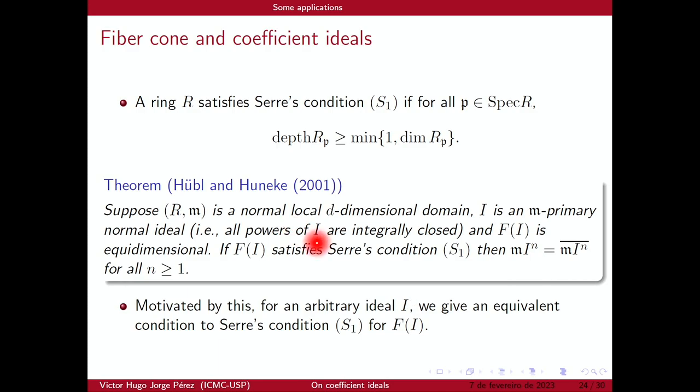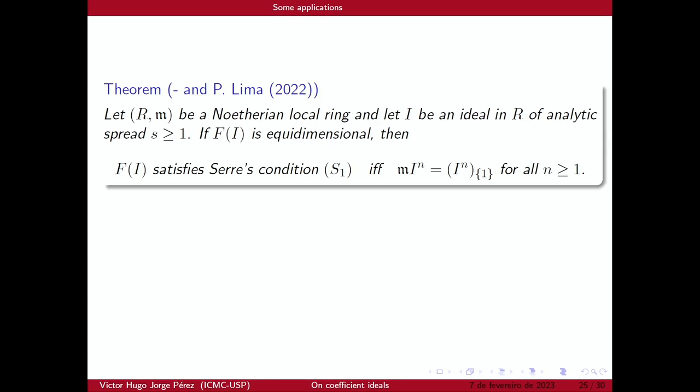Motivated by this result, for an arbitrary ideal we give an equivalent condition using the coefficient ideals of the fiber cone. For example, let R be a Noetherian local ring and I an arbitrary ideal. Consider the fiber cone to be equidimensional. Then the fiber cone satisfies Serre condition S1 if and only if this equality is satisfied. This is a very interesting result because we have the equivalence.